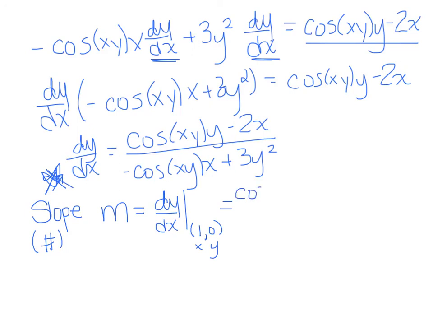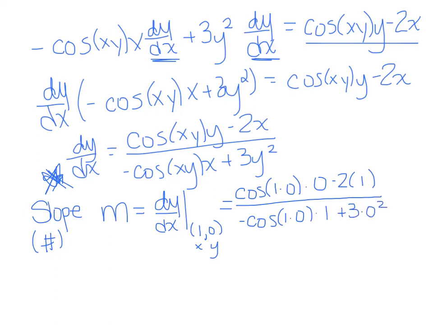So this is cosine of 1 times 0 minus 2 times 1, and all of that is divided by negative cosine of 1 times 0 times 1 plus 3 times 0 squared. So everywhere I saw an x, I put a 1. Anywhere I saw a y, I put a 0. Cosine of 1 times 0 is cosine of 0, times 0, minus 2. Cosine of 0 is 1. Don't forget the negative out front, and that's plus a 0.